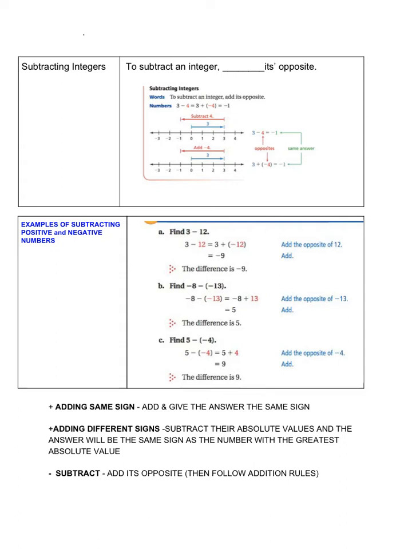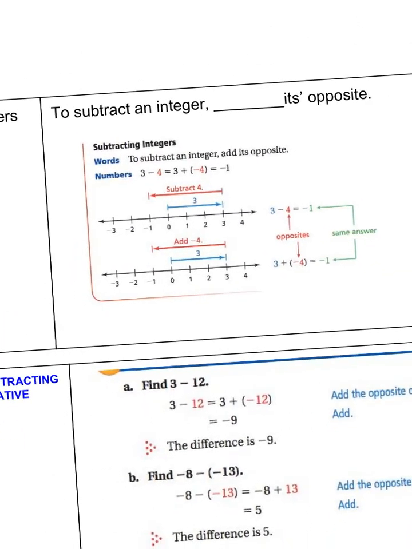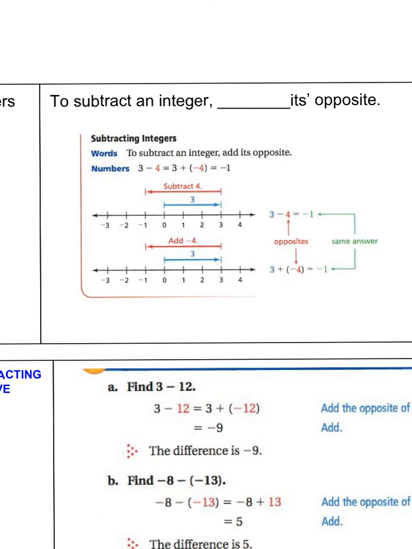Okay, so now that you guys have done a really good job adding integers, or positive and negative numbers, you are going to try subtracting them. When you subtract integers, you actually add its opposite. So if you look at the beginning part of your notes right here, I want you to put in the word add, because when you subtract, you add its opposite.